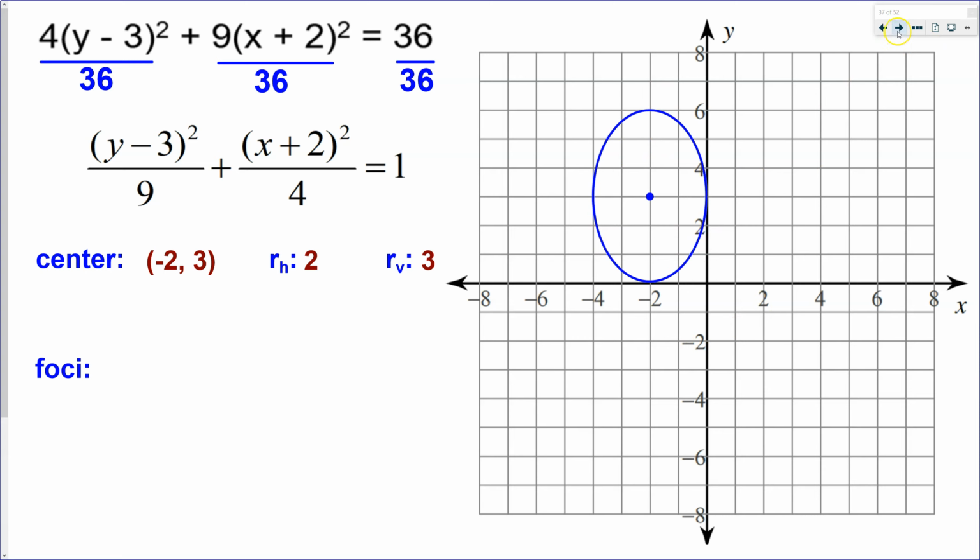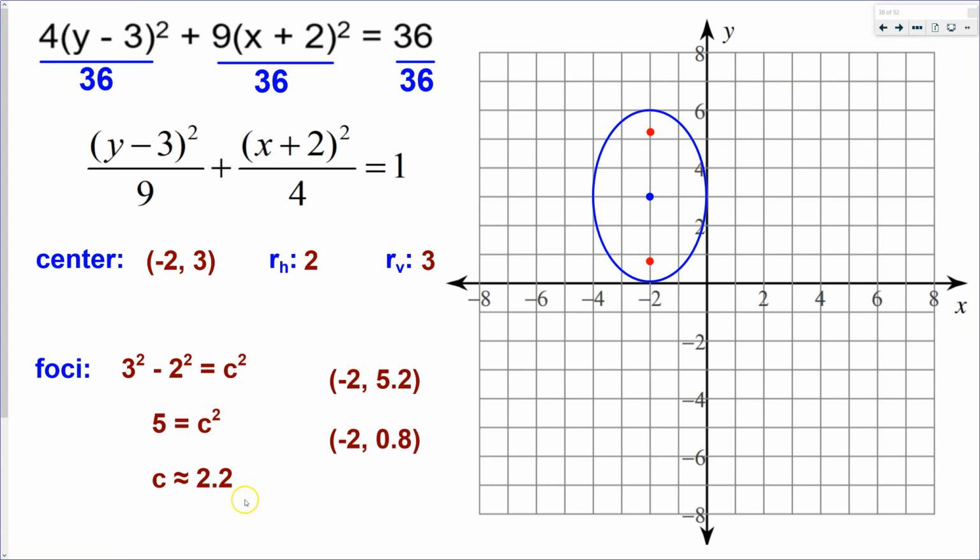And now we need to calculate the foci. So there's our long one, there's our short one. Go 3 squared minus 2 squared equals c squared. That will get us 5. Take the square root of 5, we get 2.2. And since this one is taller than it is wide, we're going to count up 2.2 units and count down 2.2 units and then name those coordinates wherever you land.